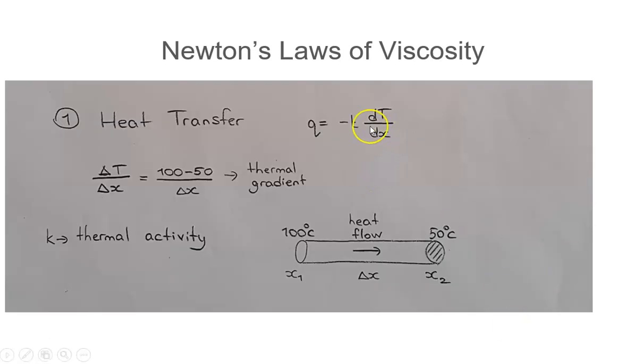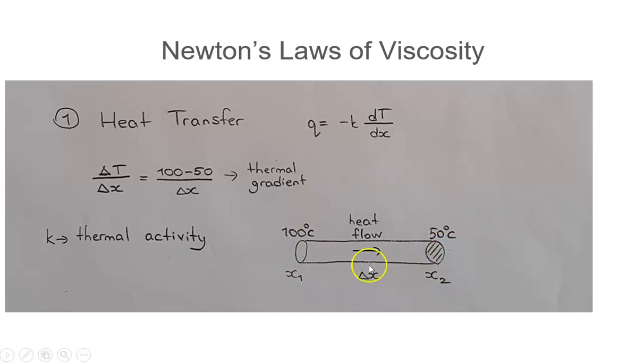Heat transfer is given by this expression, Q equals minus K dT/dx, where Q represents the amount of heat transfer, K represents the thermal conductivity, delta T represents change in temperature, and delta X represents change in position. As you can see from this diagram at the bottom, we have X1 and X2. X1 represents the initial position, while X2 represents the final position. Change in X will therefore be X2 minus X1. You can also see that we have the initial temperature of 100 degrees Celsius and the final temperature of 50 degrees Celsius.